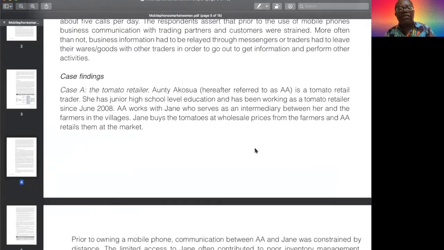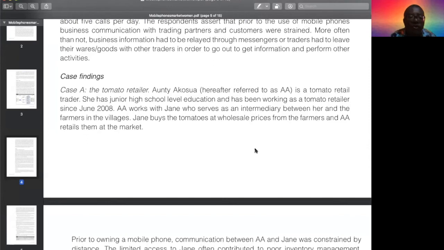Auntie Akosua, hereafter referred to as A, is a tomato retail trader. She has a junior high school level of education, and has been working as a tomato retailer since June 2008. A works with Jane. Now, do you realize that it's the same thing that you saw in the previous paper on Lanka Consult? But Lanka Consult has the flexibility of writing a whole case study paper. So the whole paper is a case study, and there's room for you to put in more information.